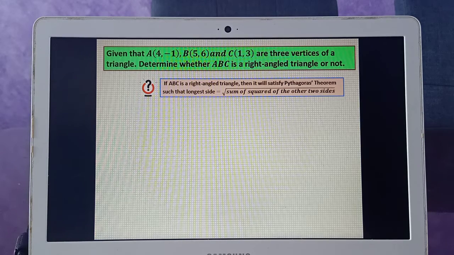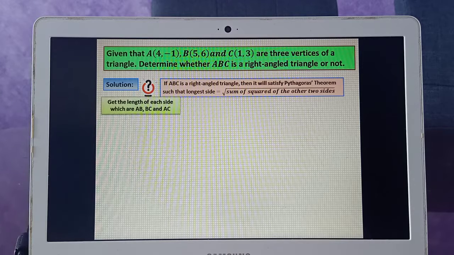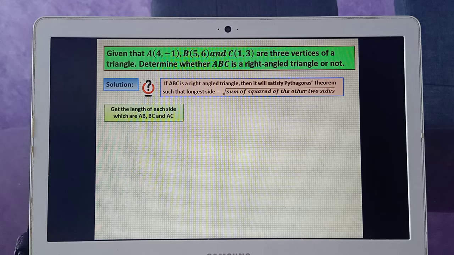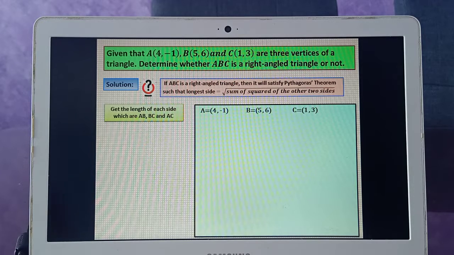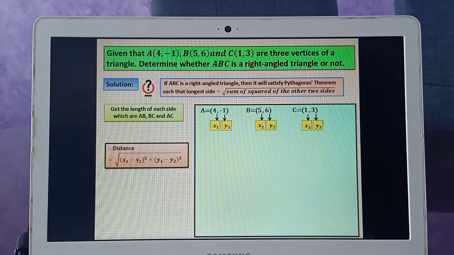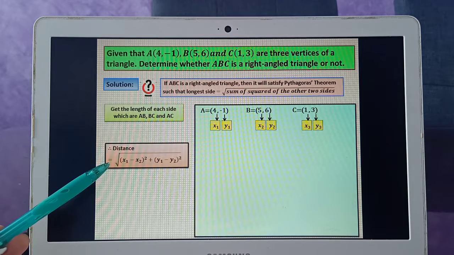Therefore, first of all, we need to get the length of each side of the triangle, which are AB, BC, and AC. Do you still remember how to get the length of AB? If you are given 2 points, how do you get the length? We need to use the distance formula, right? Do you still remember this one? If you remember the formula, it is very easy for you to get the distance.